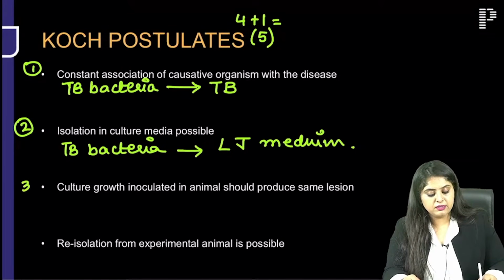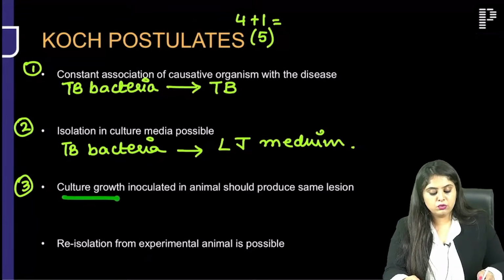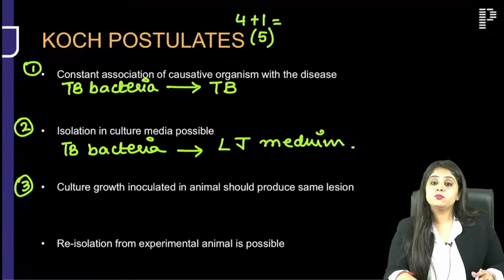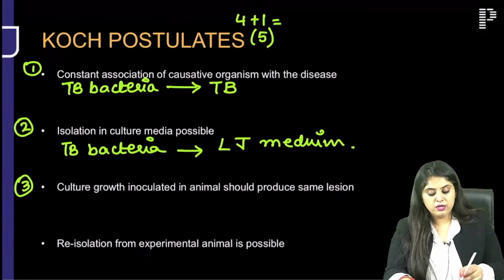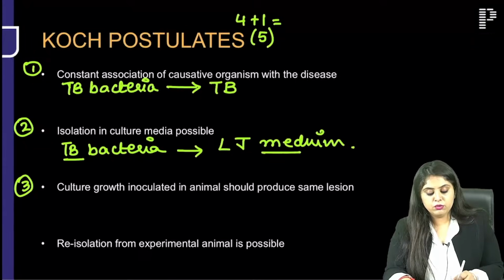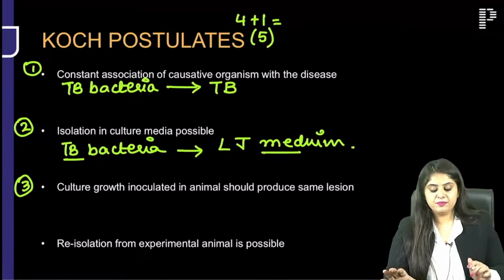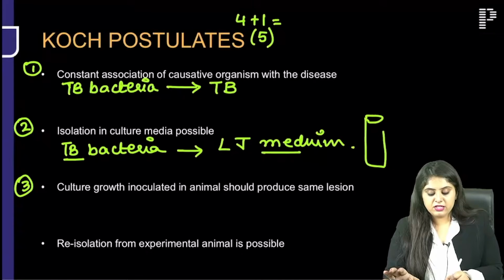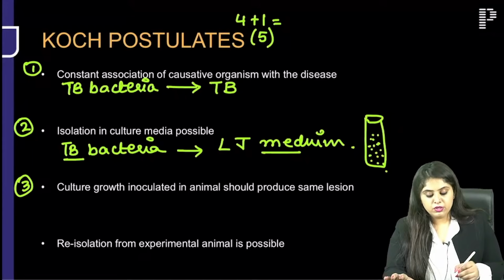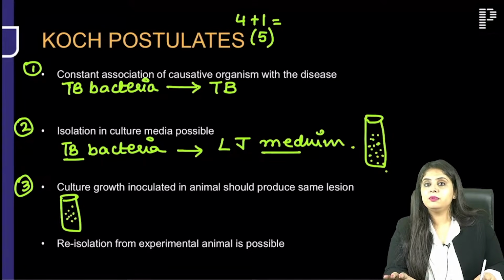Coming to the third one. The third one says culture growth inoculated in an animal should produce the same lesion. So what did I do? For example, what media did you grow the TB in? You grew it in LJ media. So for example, if this is the LJ media, this is how TB has grown. These are the tiny TB bacteria. They have grown. What will you do? You will take this TB bacteria.